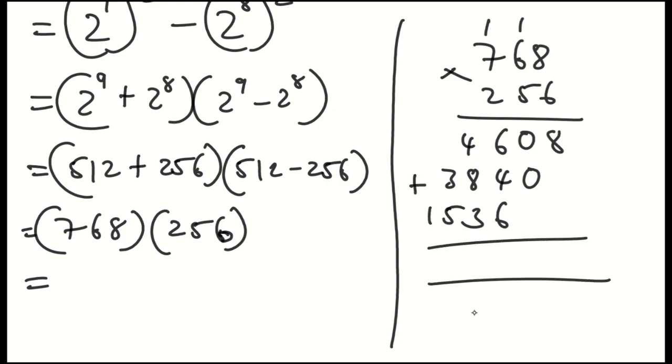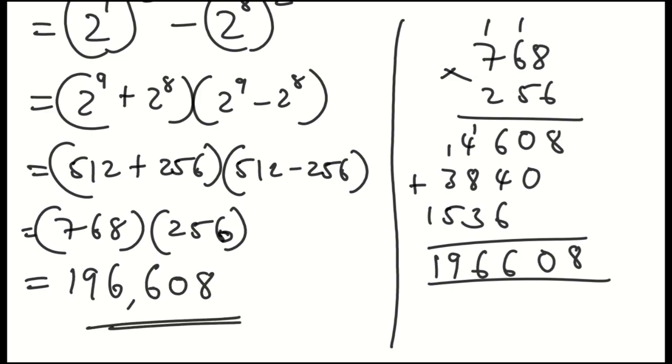So we add all these numbers. Bring down 8. 0 plus 0 is 0. 6 plus 4 is 10. 10 plus 6 is 16. Write 6, carry 1. 1 plus 4 is 5. 5 plus 8 is 13. 13 plus 3 is 16. Write 6, carry 1. 1 plus 3 is 4. 4 plus 5 is 9. And write 1 here. So what we have here is what? 196,608. This is the answer.